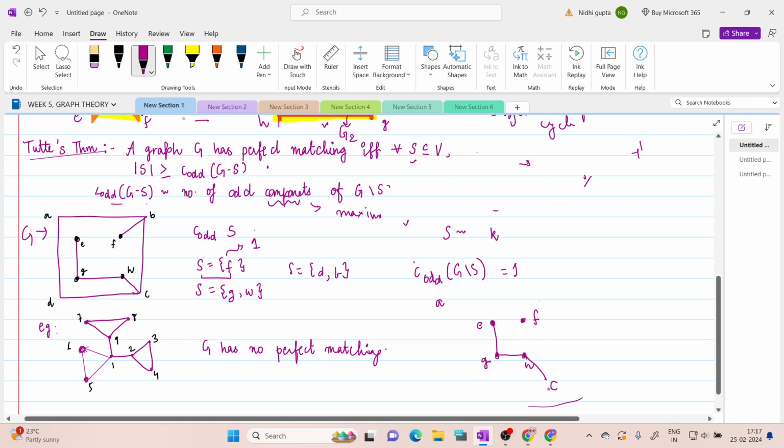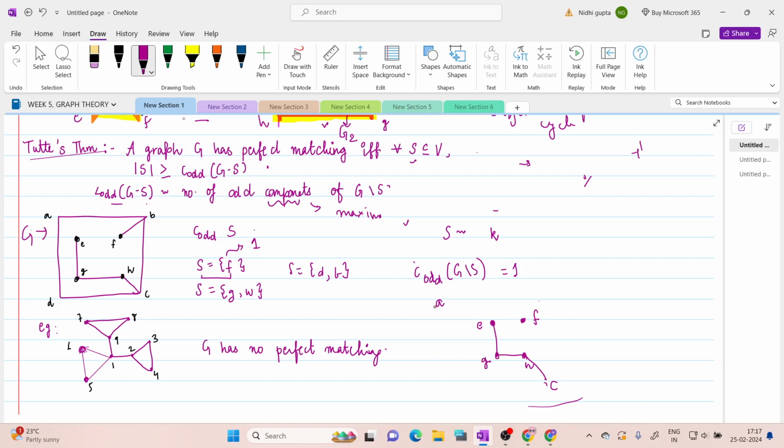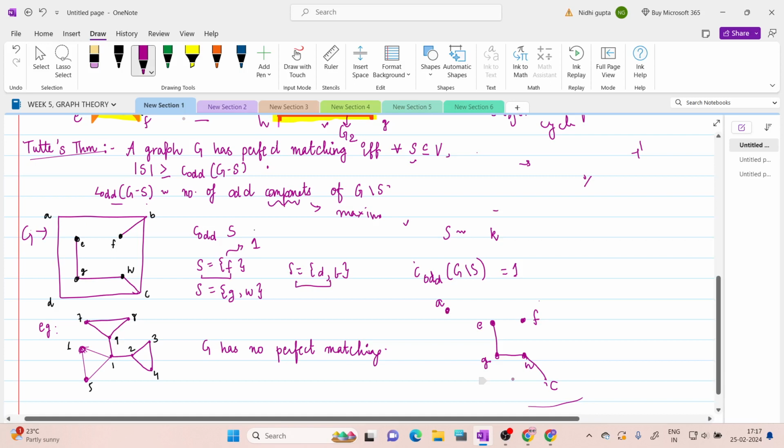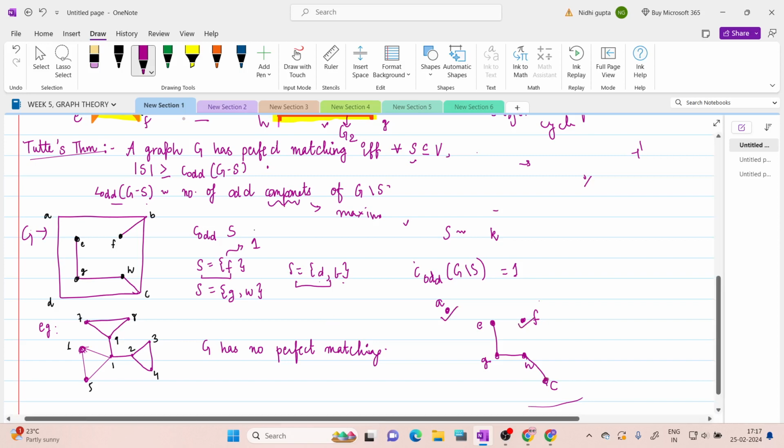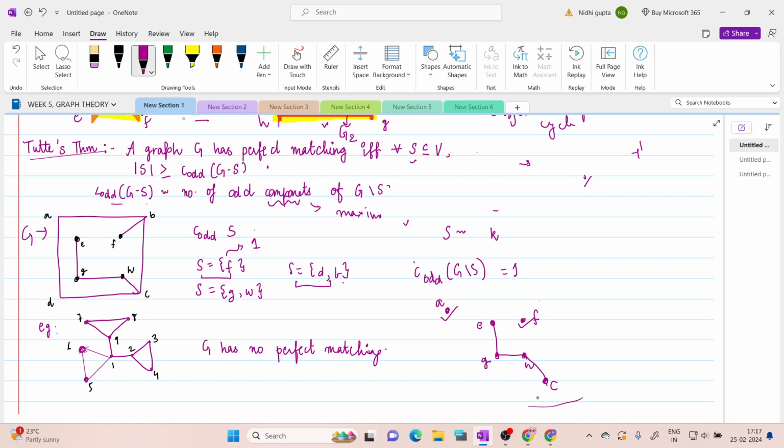So now how many odd components do we have? In this graph, if we are removing D and B, how many odd components? Two. So we remove 2 and we are getting 2 odd components. Ma'am, we are getting three. Why? A is also a component. Yes, A is a component, F is a component, but this is an even component because it has an even number of vertices. We have to count only the odd components. So we have two. Okay.